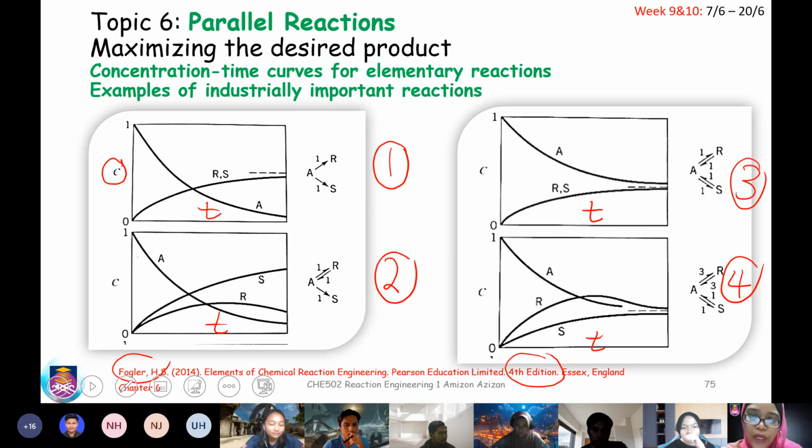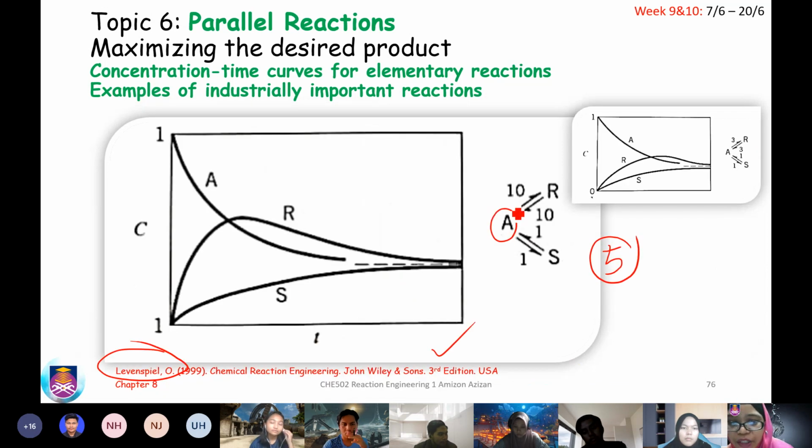We're going to go through each one slowly and carefully so that at the end of the day, you should at least have an idea of how to predict the concentration profile for both the reactant and the products. So let us start with number 1. Before we start, I'm going to make an overall comparison of what we're going to analyze. First, all of them have one reactant, including the fifth one.